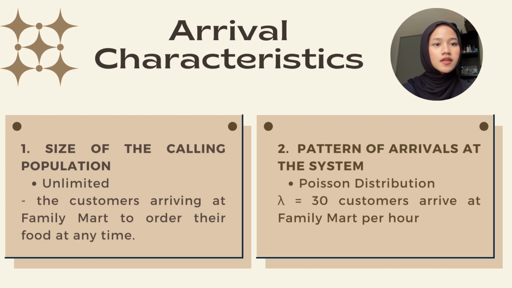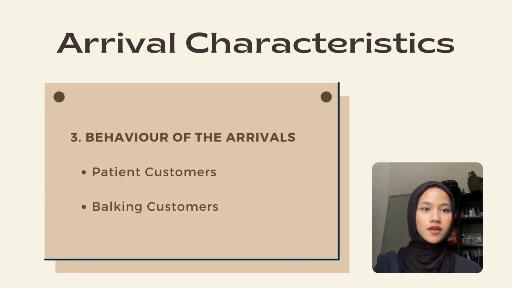The second is pattern of the arrival at the system. It follows the Poisson distribution, where lambda is equal to 30 customers who arrive at Family Mart per hour. The last one is behavior of the arrival. We have two types of customers who arrive at Family Mart. The first is the patient customer, who can wait patiently in the line until they are served by the cashier. The second is the balking customer, who refuses to join the waiting line because the queue is too long and it is a waste of their time.